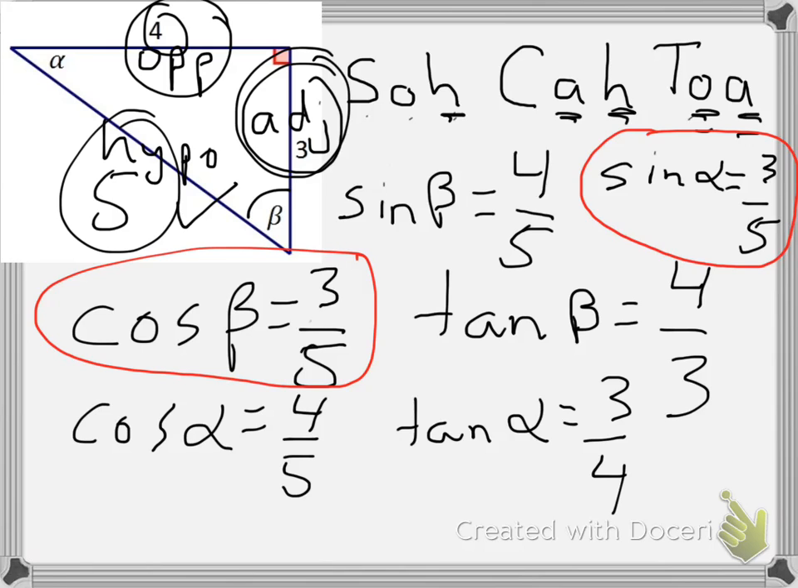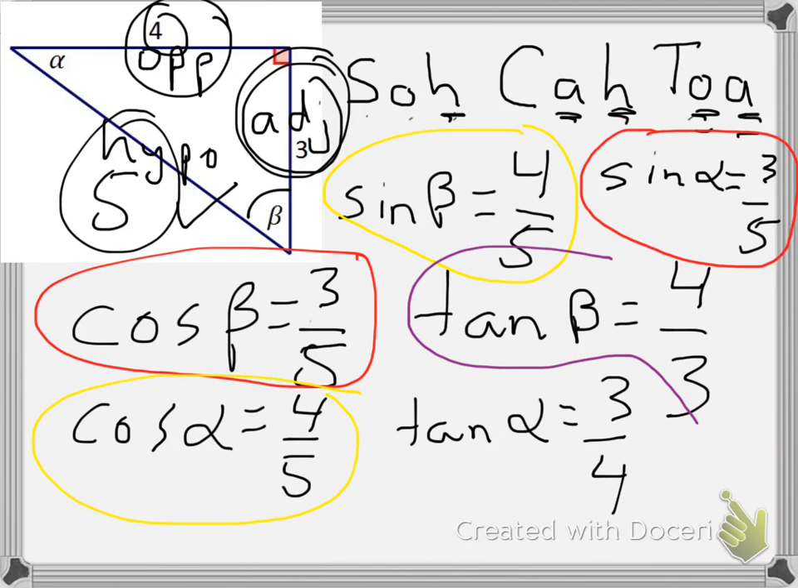If we do the sine of beta, it looks like the same as the cosine of alpha. And the final one, the tangent of beta is the reciprocal of the tangent of alpha. They're just flipped versions of each other. So there's those patterns in there if you're in the same triangle.